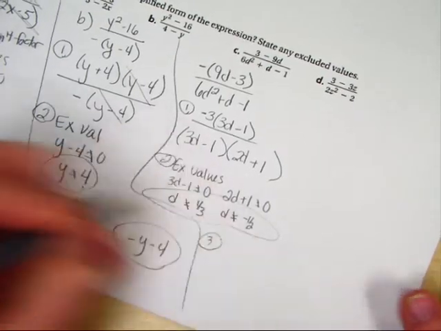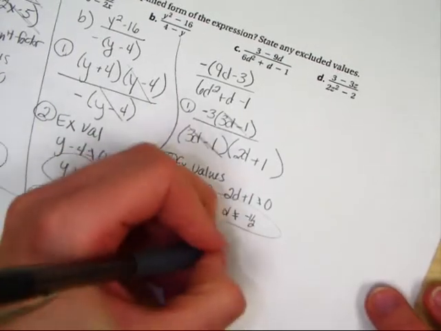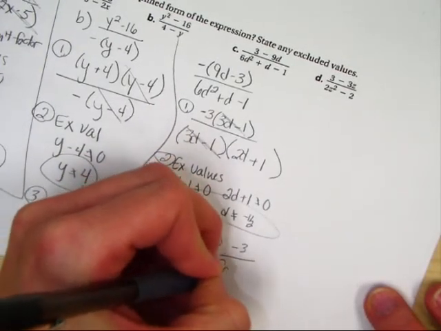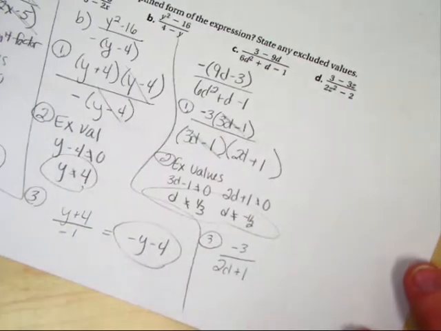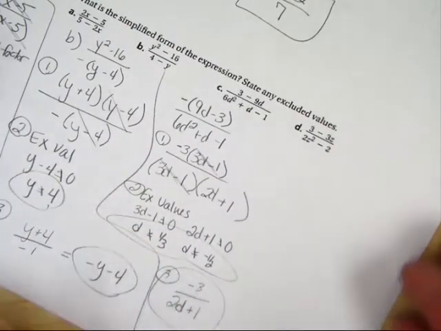Step 3 is to cancel anything that cancels. Notice the 3d's minus 1 cancel, and left with negative 3 over 2d plus 1. That is your final answer. Nothing gets distributed. It is what it is.